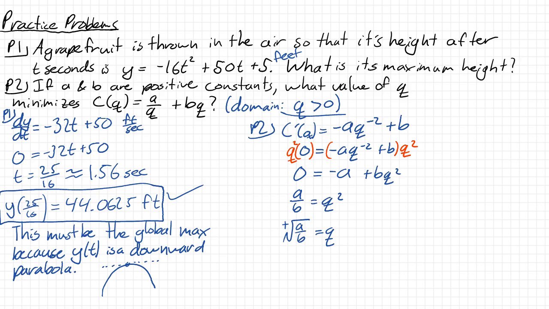So if the domain is q greater than 0, one edge of it is 0. Let's just say this is a number line here, and then there's other points in the domain here, and you can go all the way out here towards infinity. So I want to think about the limit as q approaches 0 and the limit as q approaches infinity, so we can see what the shape of the graph is. Does it come up from above or down from below, or is there an empty hole or something?